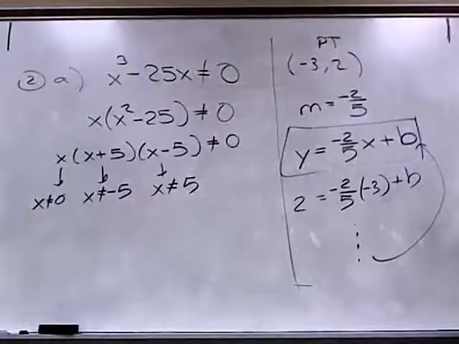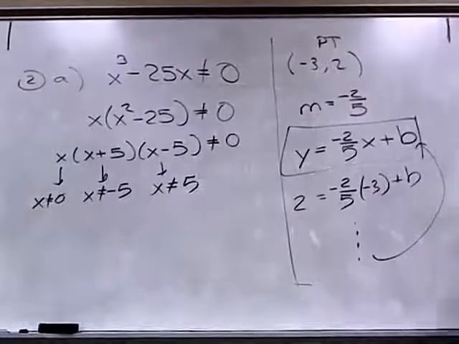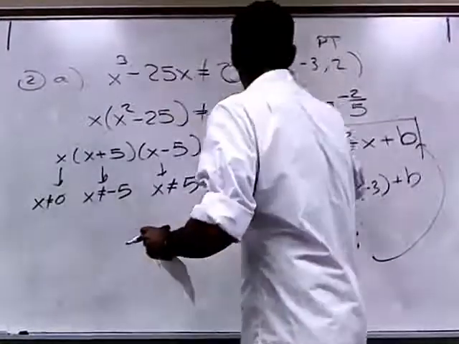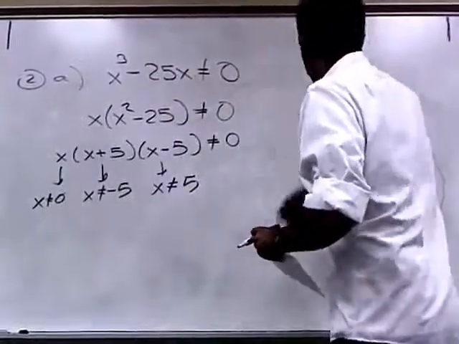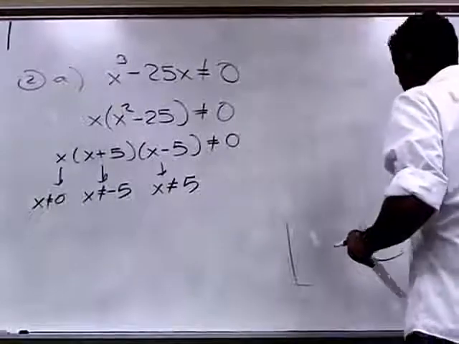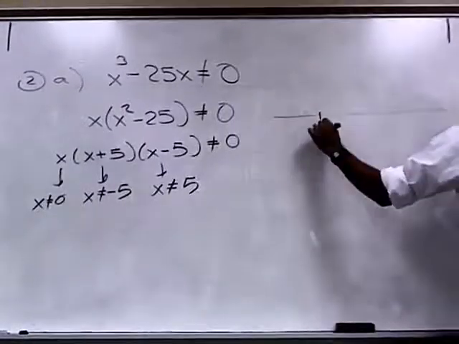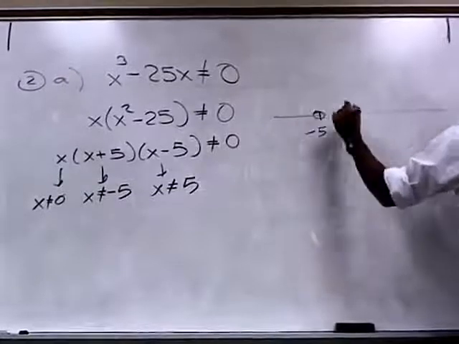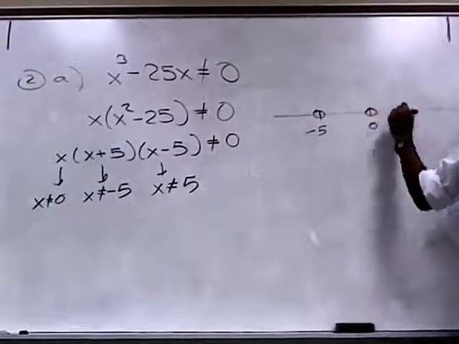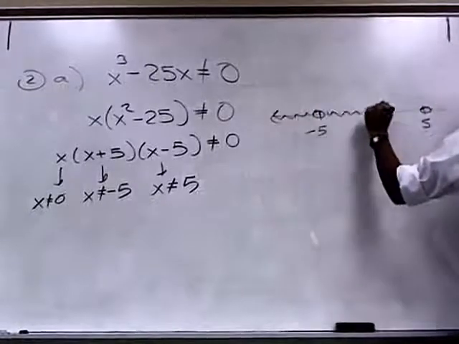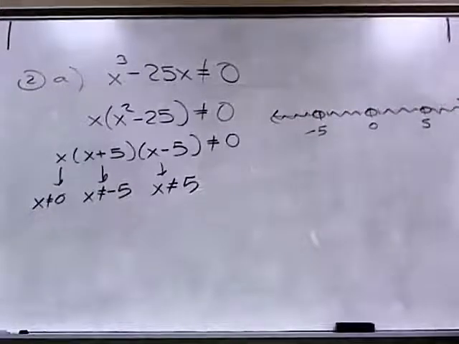Now, is that the way that we wrote answers in here for these domain problems? We did interval form, right? We did the interval notation. So this is everything except those numbers. So here's the way it would be on a number line. I don't want negative 5. I don't want 0. I don't want 5. I want everything to the left, everything in between, everything to the right. So how do I say that?